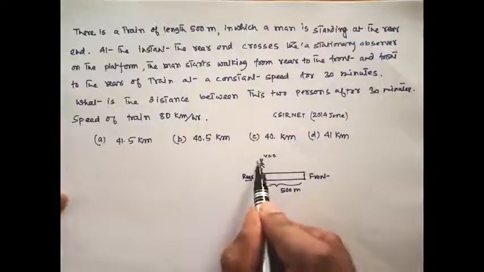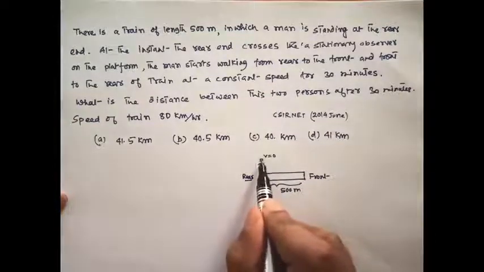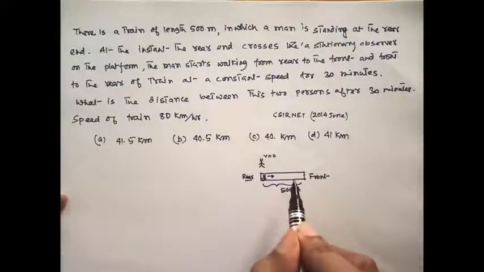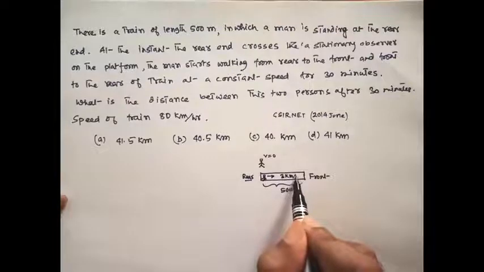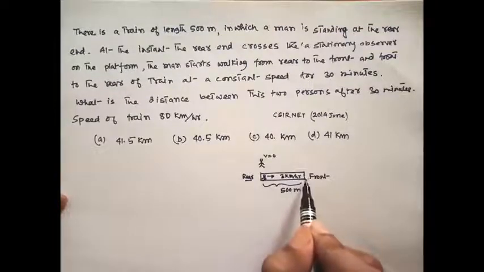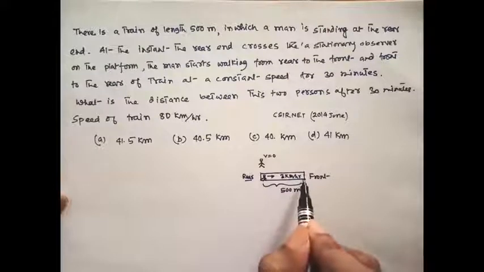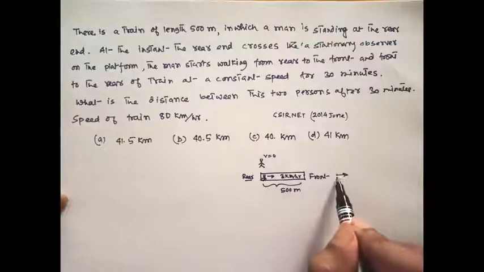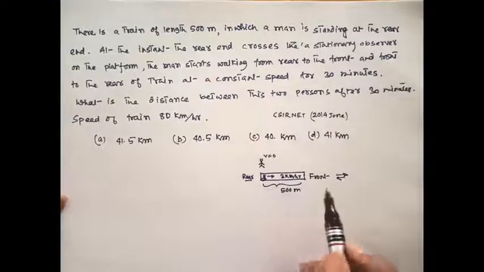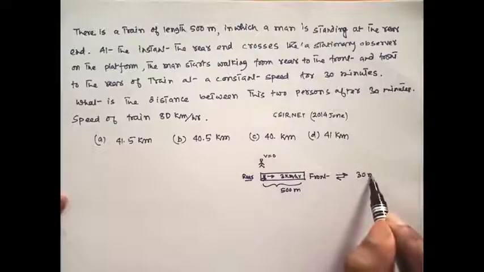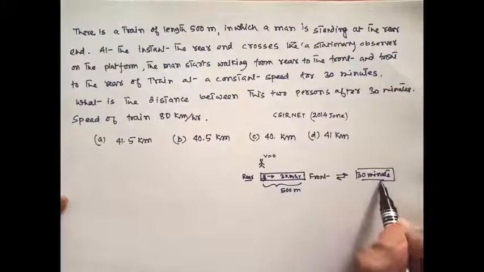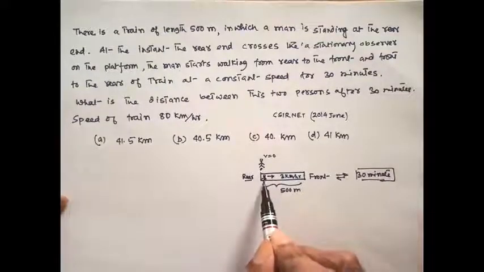At the instant of crossing that observer, the person inside the train starts walking at a rate of 3 km per hour to the front. Again he will come back to the rear part, and again go from rear to front. In that repeated way, this man will be walking for 30 minutes. So after 30 minutes of walking, what will be the distance between this person and this person?